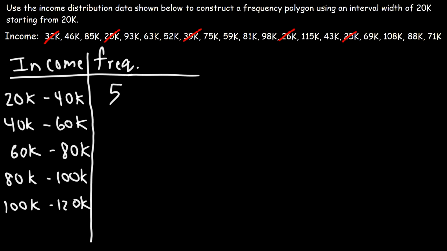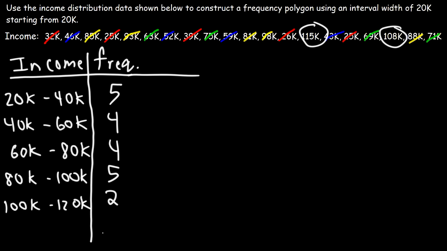Now what about between 40 and 60k? So we have 1, 2, 3, and let's see, 4. So 4 individuals earning income between 40 and 60,000. So the frequency is 4. Now between 60 and 80, we have 1, 2, 3, and 4. Now between 80 and 100, there's 1, 2, 3, 4, and 5. And finally, between 100 and 120, we only have these two values. So the frequency is 2.